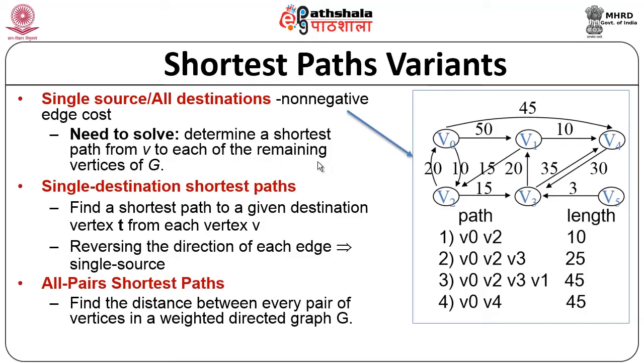Now, single destination shortest paths: find the shortest path to a given destination vertex T from every vertex. It is done by reversing the direction of each edge and solving the single source problem. For the all pair shortest path, find the distance between every pair. This we will have to call the other algorithm of single source, which we will discuss later.